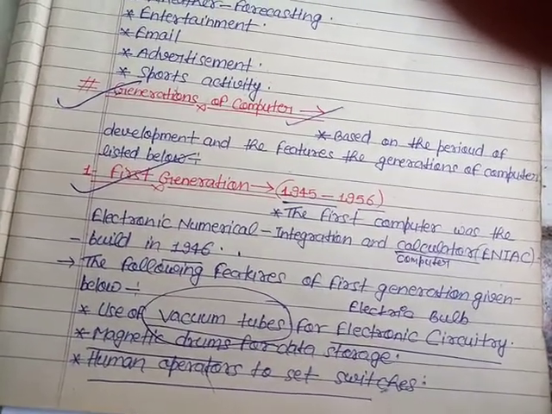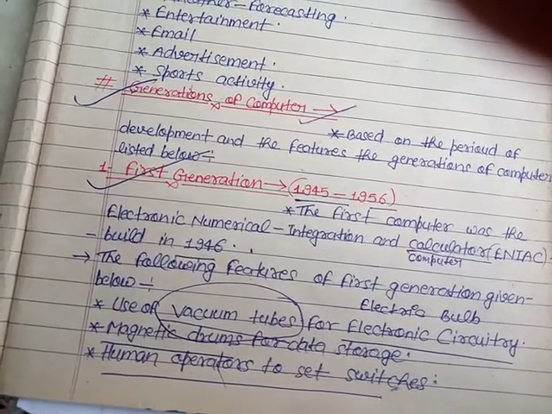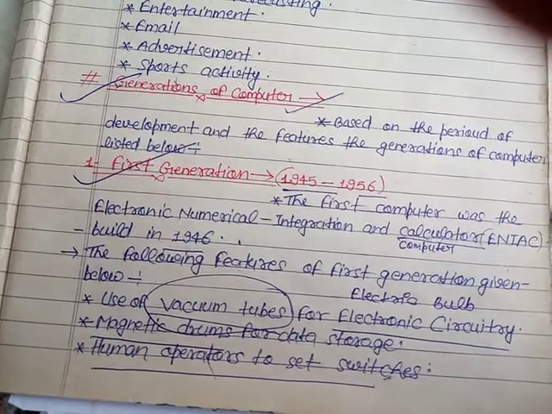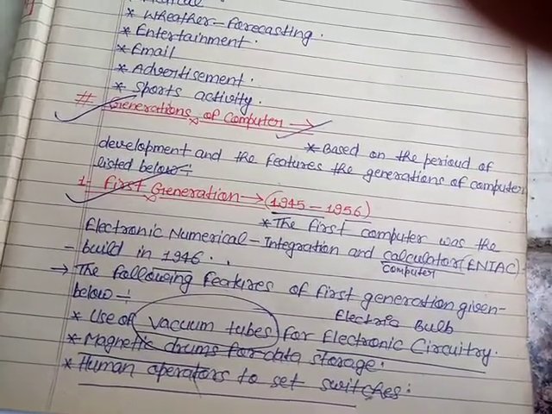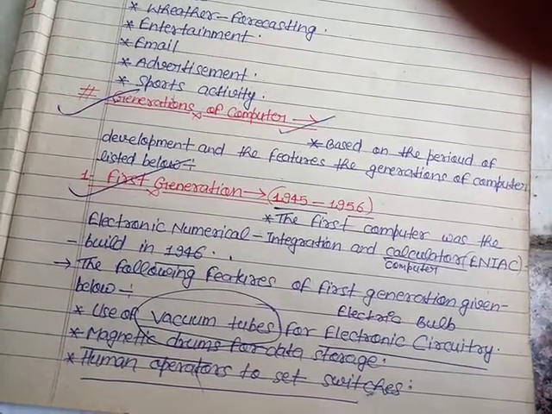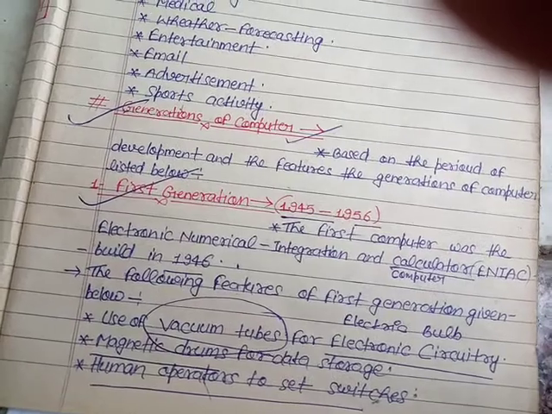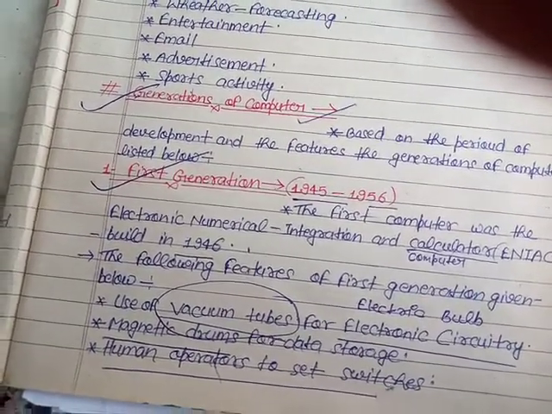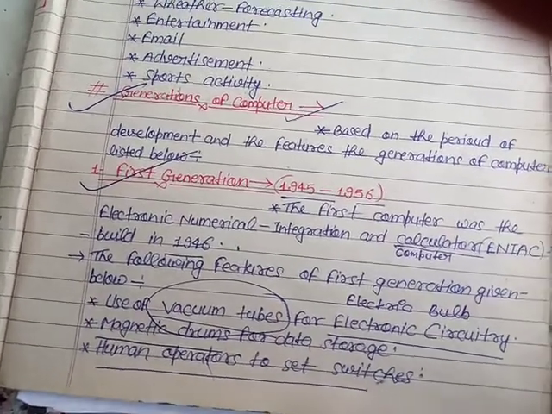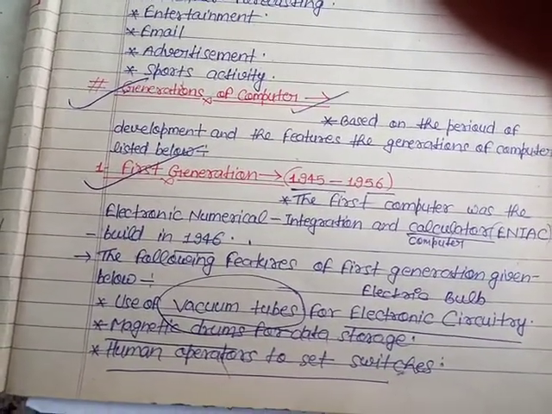Today I am going to explain the generations of computer. In other words, you can say evolution of computer. Based on the period of development and the features, the generations of computer are mainly five types. First generation of computer. Now I'm talking about first generation of computer. First generation of computer starts from 1945 to 1956.